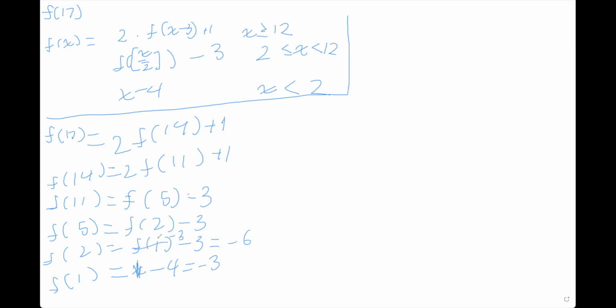So that would be -6. F of 2 is -6. And -6 minus 3 is -9. -9 minus 3 is -12. And we see we got to -12, right? Now we have a new equation. 2 times -12 is -24. Add that to 1, it's going to be -23. And up. -23 times 2 is -46. Add that to 1, we get -45. And -45 is B.